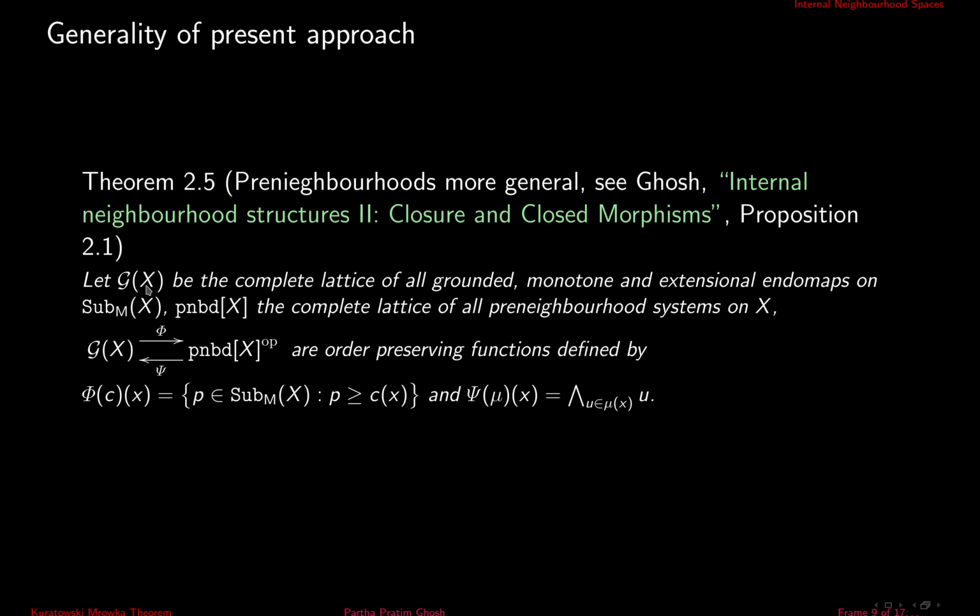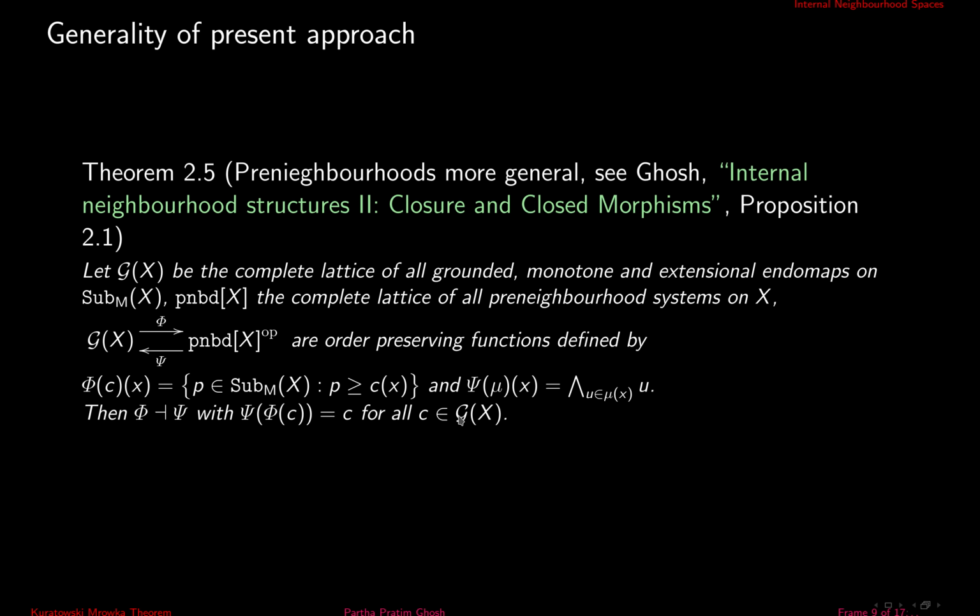So, for each object X, let Gx be the complete lattice of grounded monotone extensional endomaps on the subobjects. Grounded means the endomaps preserve the smallest subobjects. Complete lattice, the lattice is coming from pointwise order. Pre-neighborhoods are already filtered, so they are compared as subsets. So they also make a complete lattice, and there are two very natural maps in the reverse direction as shown.